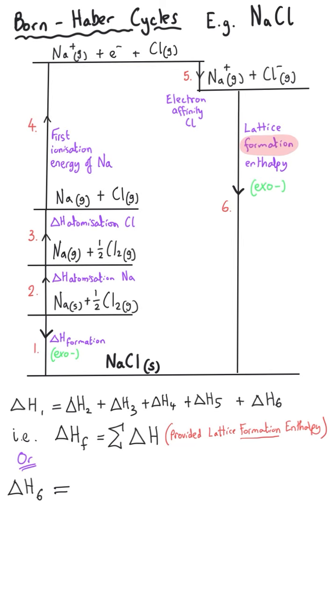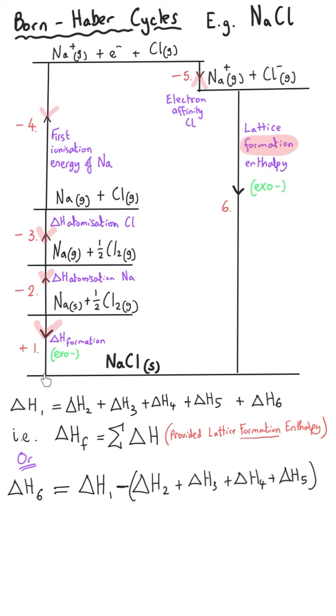And so enthalpy change number 6 is going to be starting at the base of that arrow and going to the bottom. And if we work our way around this cycle anti-clockwise, you can see that we are going against 4 of these arrows, and so the sign would flip over. And so enthalpy change number 6 is equal to enthalpy change number 1 minus enthalpy change 2 and 3 and 4 and 5 that have all been added together.